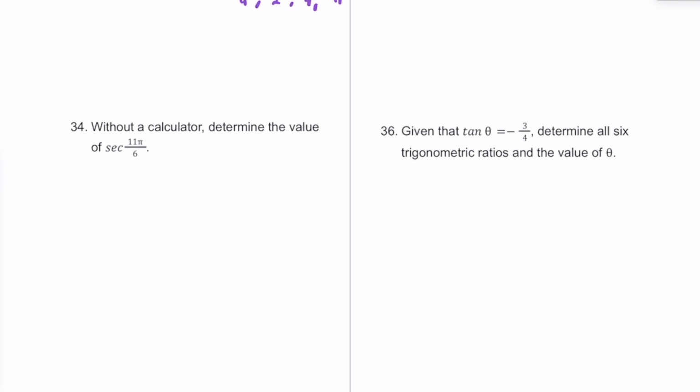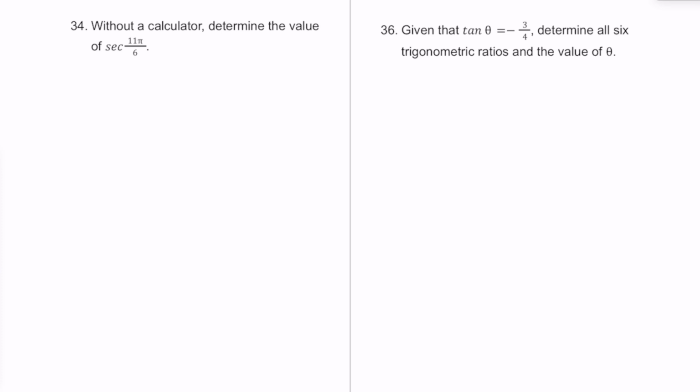All right, let's check out number 34. For 34, without a calculator, we're going to go ahead and determine the value of secant of 11 pi over 6. So for starters, I like to just look at the angle measure here. So we have 11 pi over 6. So let's kind of think about where that's going to be. So 11 pi over 6, if we go ahead and convert that into degrees, just so we can visualize what this is going to be, if degrees are easier for you, we can multiply this by 180 over pi, which is really just 1 over 1.